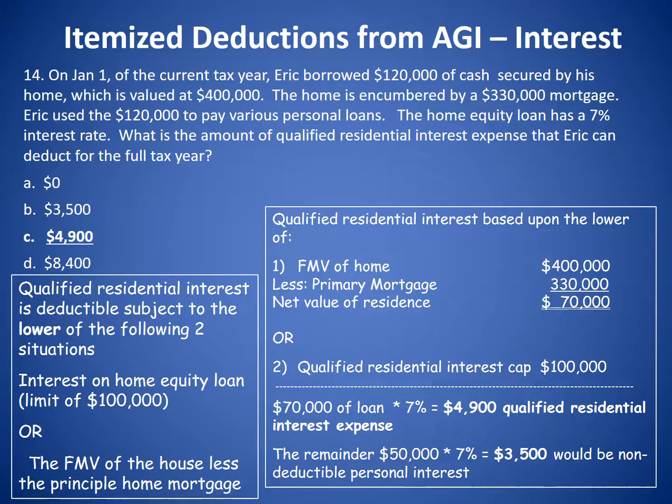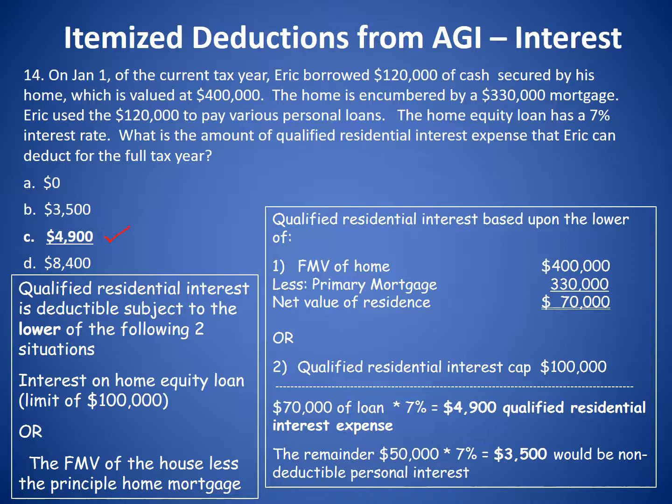Number 14. Again, what is the amount of the qualified residential interest expense that Eric can deduct for the full year? The answer in this case is $4,900. So let's go through the computation.